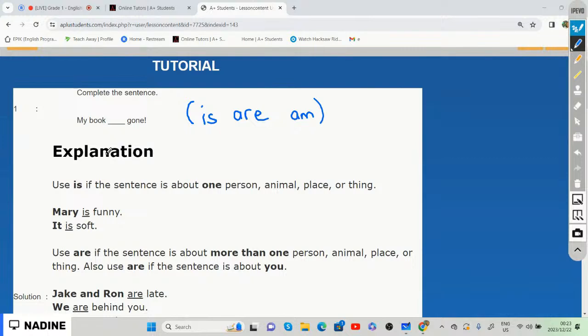And if we complete the sentence by choosing the correct form, then we can say "is" is the correct one, by saying my book is gone. We say my book is gone because my book refers to one thing. We use "is" if the sentence is about one person, animal, place, or thing. So "is" is correct.